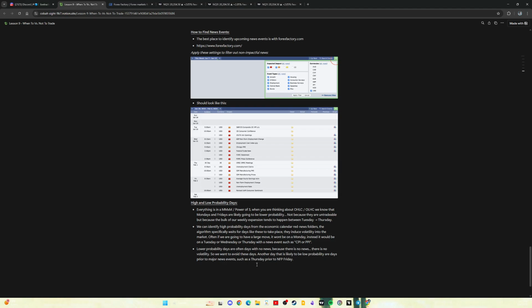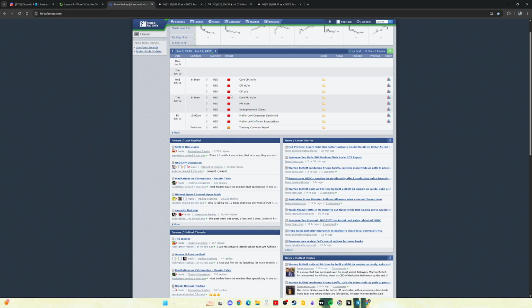And of course, like I said, lower probability days are going to be the days with no news at all, especially if we have high impact news later in the week. So like this Monday and Tuesday, which is a month from now, we're really going to avoid Monday and Tuesday. We're going to be very cautious. We'll pay attention to the 9:30 open. Anytime after that, we're done.